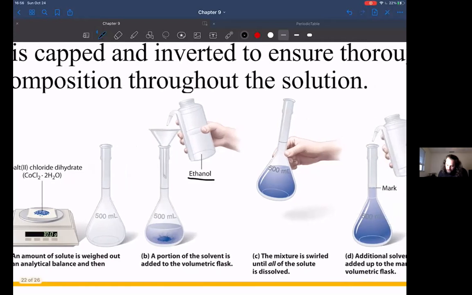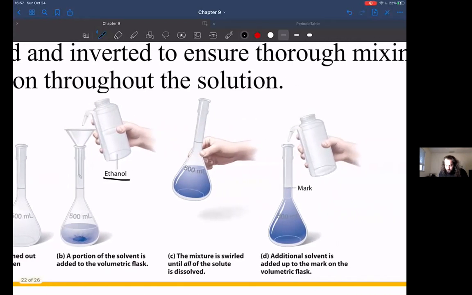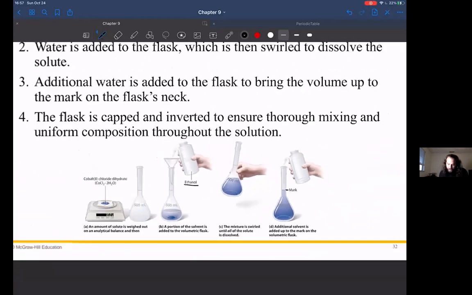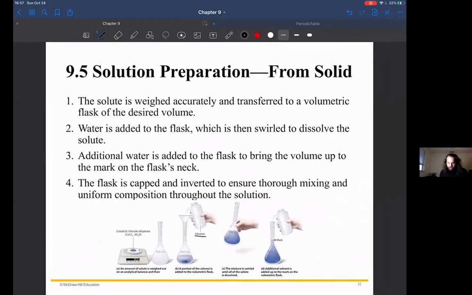After you get about halfway there, you're going to stop and swirl your flask until all the solute is dissolved. It's really hard to dissolve the solute once that flask is completely full. So you actually stop about halfway, start swirling it around until everything's dissolved. Once it's all dissolved, then you fill it up all the way to that little tick mark on the glassware. That's how we would go about preparing a solution. Usually at that point, it's capped and inverted a few times so that it's perfectly homogeneously mixed.